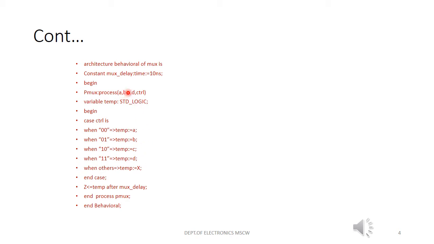Here I want to tell you that we are using the process statement, and inside the process statement we are using the case statement. We are writing the program for the multiplexer using the case statement, and the case statement is used in the process statement. So first let us begin the process statement. pmux is a process label. Afterwards comes the process keyword, and here you write the sensitivity list. What do you mean by the sensitivity list? It is the list of all the inputs A, B, C, D and the control.